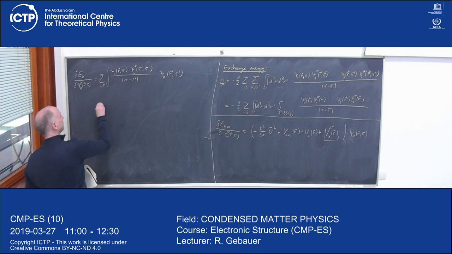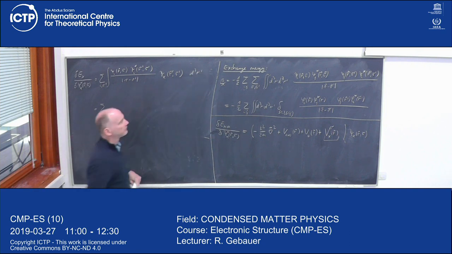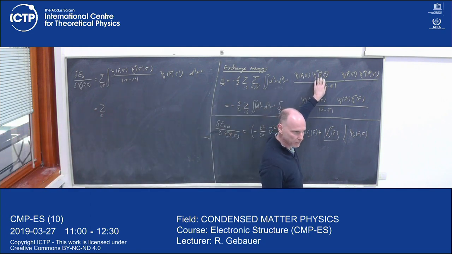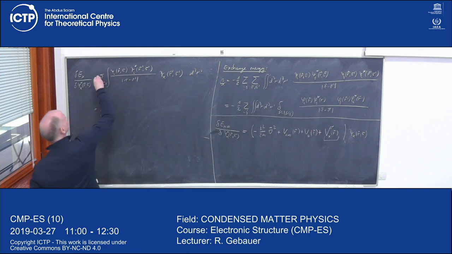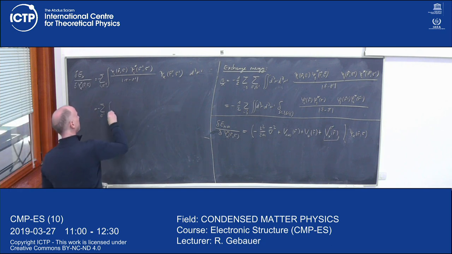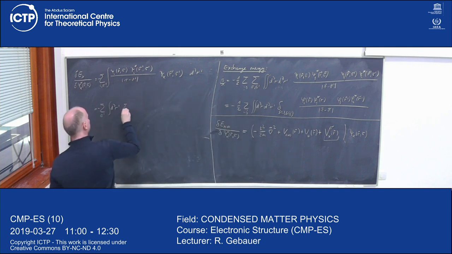So this here is the sum over sigma prime, and the integral is over R. Here the integral over R has disappeared because it is fixed by the coordinate by which we derive, by this term here. And the minus goes away, and I've forgotten one minus sign. And this we can write as sum over sigma prime, sum over R prime. Here we have now R, and I have forgotten the most important thing. No, this bit here. Sum over R.